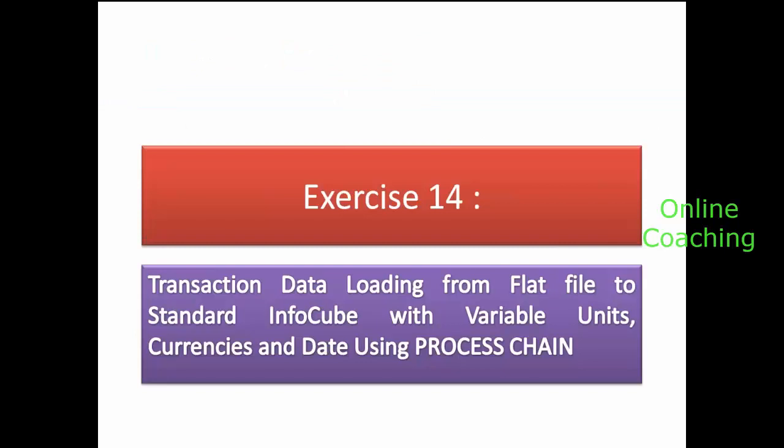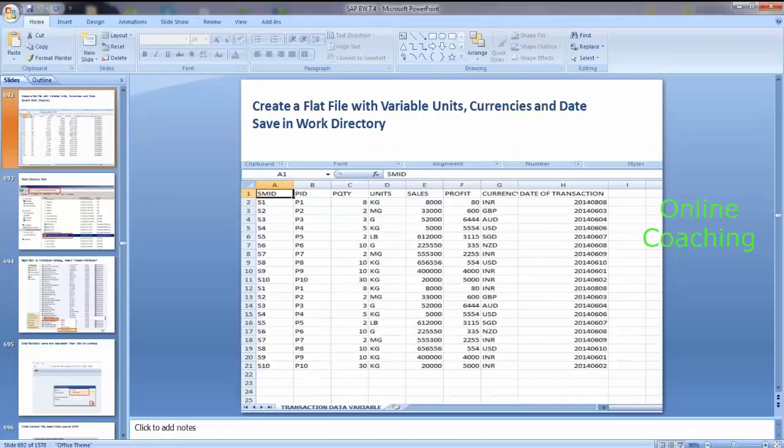Now let me show an example to you. We're going to load transaction data from a flat file to the InfoCube, that is a standard InfoCube with variable units and variable currencies and date, using a process chain. Yesterday we loaded only fixed units and fixed currencies. Today I'm going to show you how to create key figures with variable units and variable currencies, and then we load the data by using a process chain. Right? Let's start that.